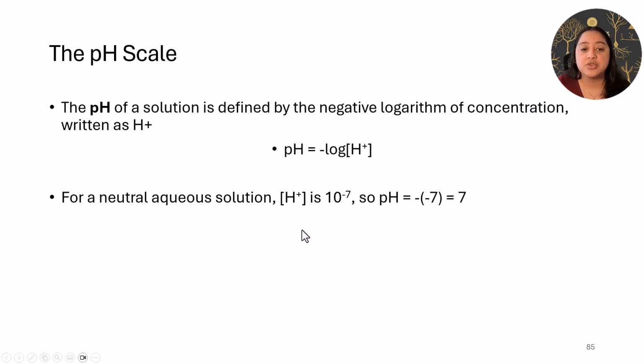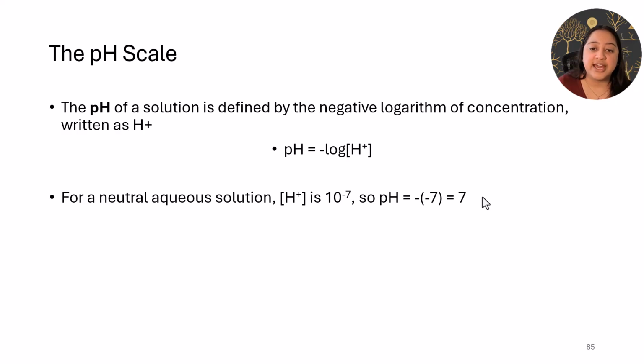So usually in a neutral solution, the hydrogen ion concentration is going to be 10 to the negative 7. By following this equation, that means the pH is 7, because it's a negative log. So even though it's 10 to the negative 7, that cancels out, so it ends up 7. So pH is 7 in a totally neutral aqueous solution.